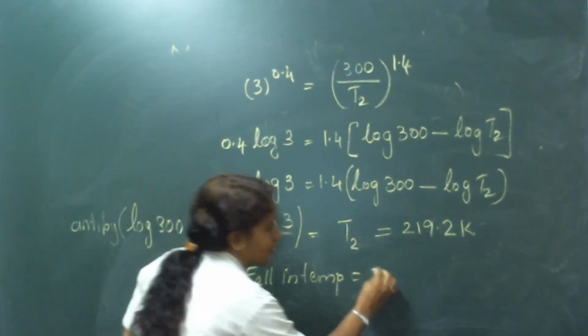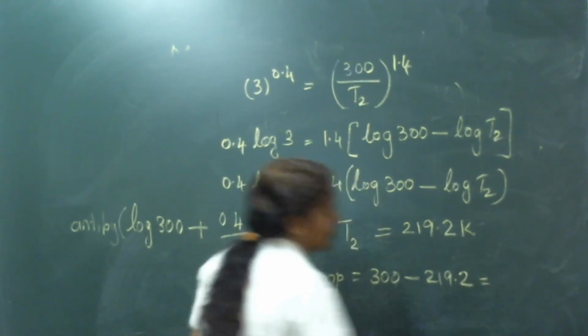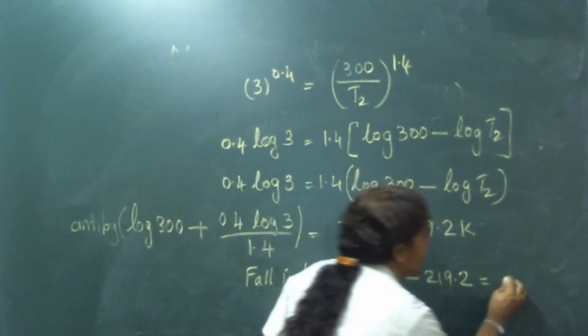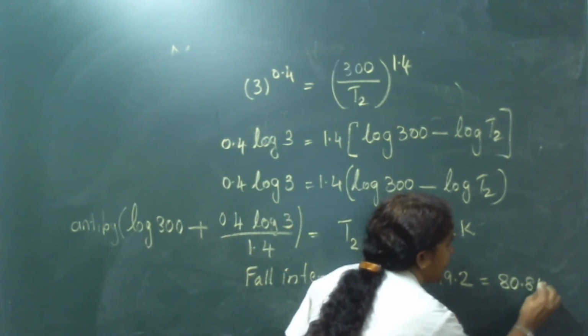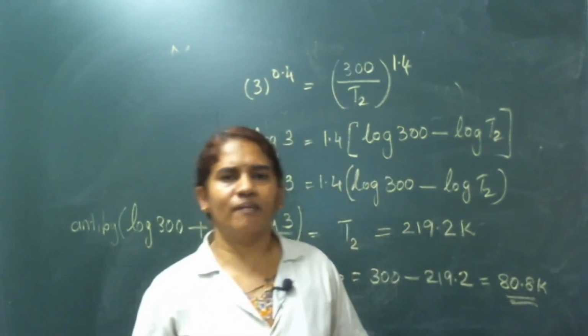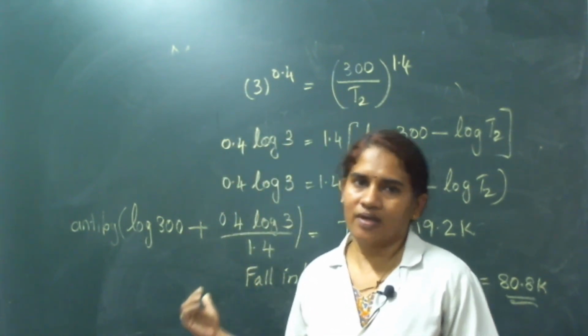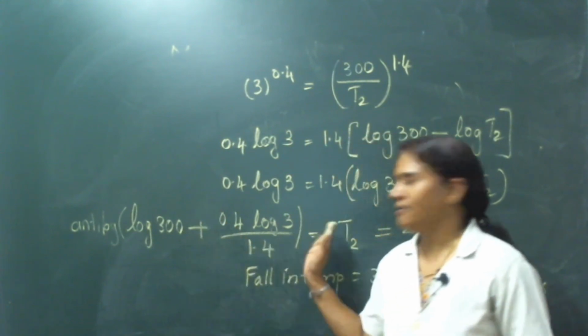Fall in temperature means initial temperature minus final temperature. By taking the difference, what will we get? 80.8 Kelvin. That is the final answer. Here we are using some log rules, but since you are familiar with them from your mathematical classes, it may not be a problem. Okay, so are the steps clear?